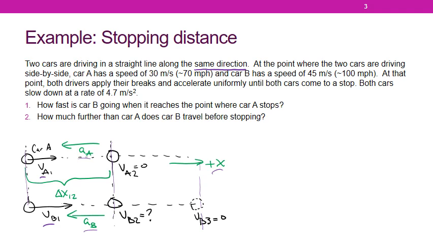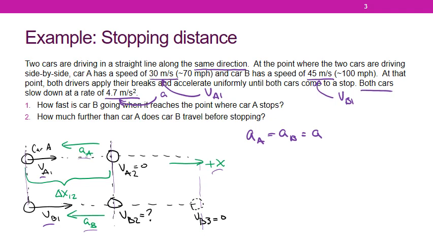You'll notice I'm going to solve this algebraically before I plug in my numbers. I know the initial velocity of car A, so this is my VA1. I know the initial velocity, or speed, of car B. This is my VB1. I also know my acceleration, and I know that it's the same for both cars, so I could write acceleration A equals acceleration B equals my acceleration, whatever that turns out to be.